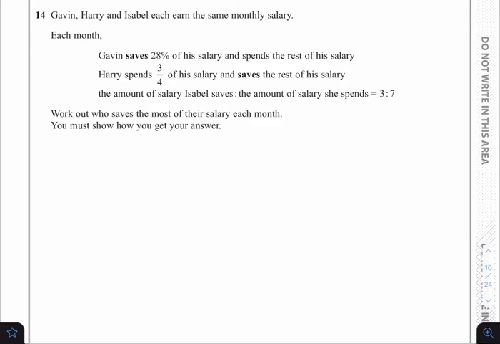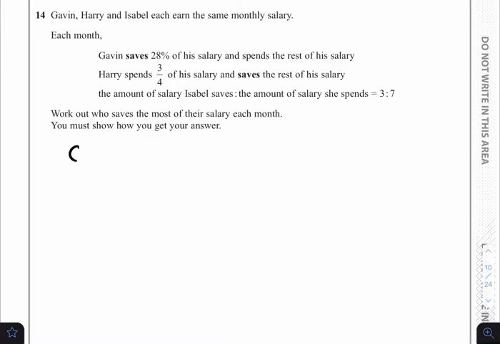So we've got Gavin's savings and salary as percentages, we've got Harry's savings and salaries as a fraction, and then we've got Isabel's savings and salary as a ratio. So what we're going to do is just try to work everything out in the same sort of unit, and then we can compare each person's salary and savings and then see who saves the most.